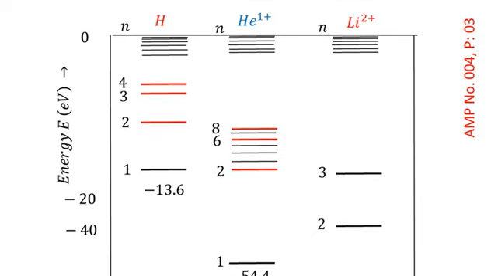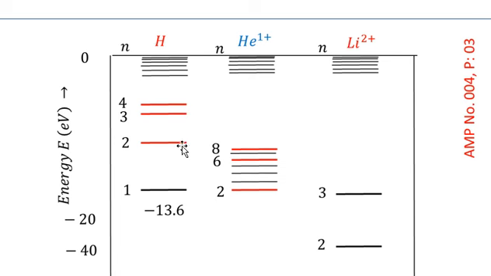Now you see that this is for the hydrogen atom, and I have shown only a few important levels. For example, level number 1 corresponding to n is equal to 1, level number 2 corresponding to n is equal to 2, level number 3 corresponding to n is equal to 3, level number 4 corresponding to n is equal to 4. I shall be discussing level number 2, level number 3, and level number 4 in detail, because all the transitions which occur from higher quantum states to level number 2 form the Balmer series.